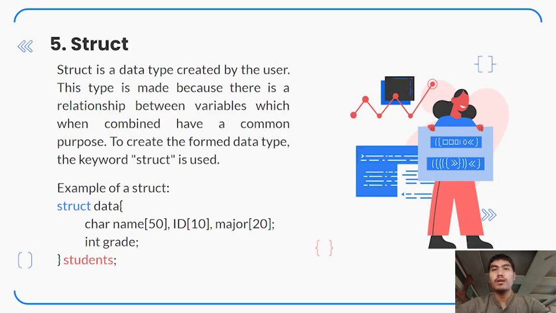Now we have struct. Struct is a data type that is created by the user. This type is made because there is a relationship between variables which when combined have a common purpose, though each variable can differ in its type. For example, we have struct data with string of character name, ID, and major, but we need integer for the grades. And then we wrote students below as the name of such struct.